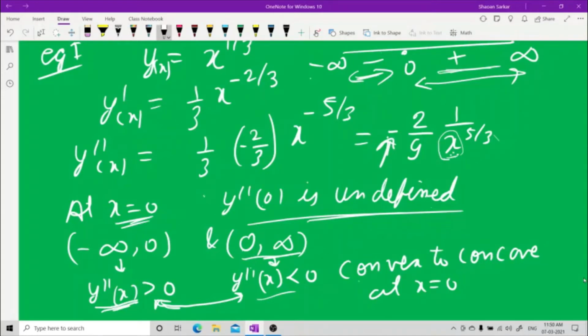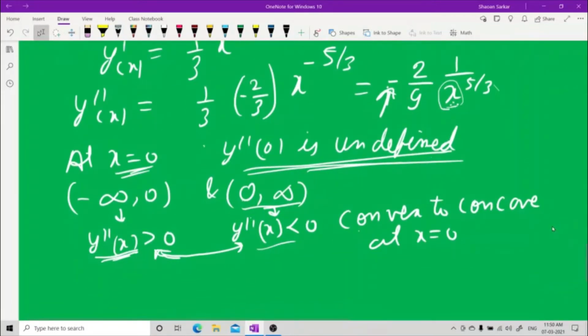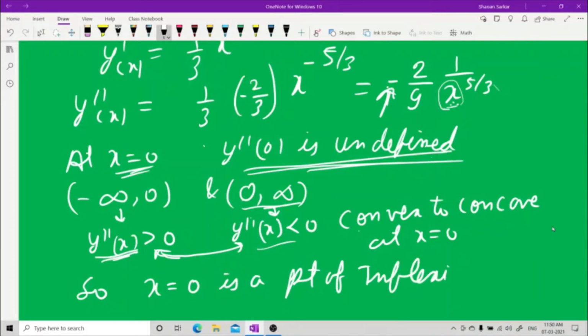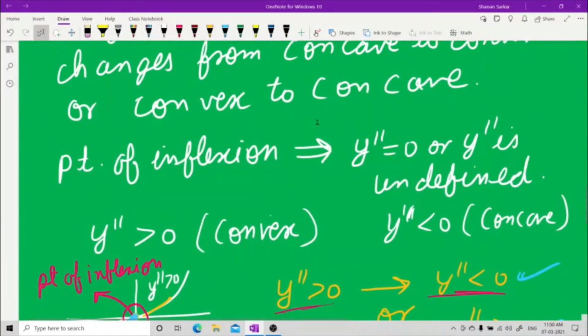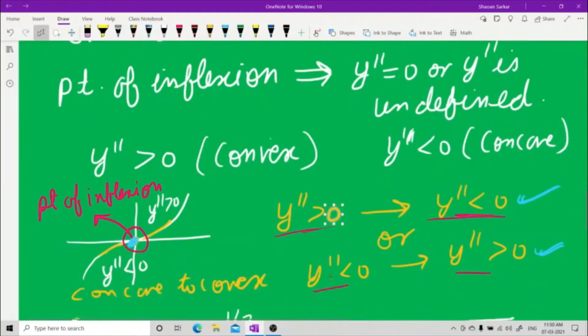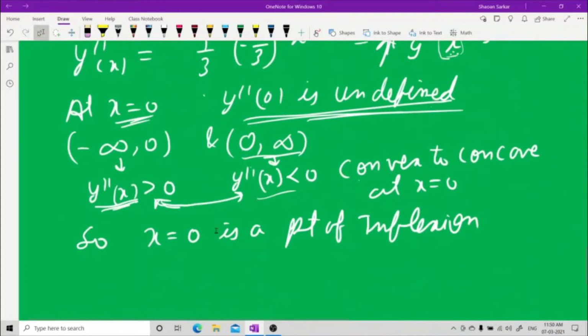So x equal to 0 is a point of inflection. देखो, this is still undefined, but still it is a point of inflection. So there can be two things. I told you here, there can be two things: either y double dash is 0 or it is undefined. So here we got y double dash 0 is undefined and x equal to 0 is a point of inflection.